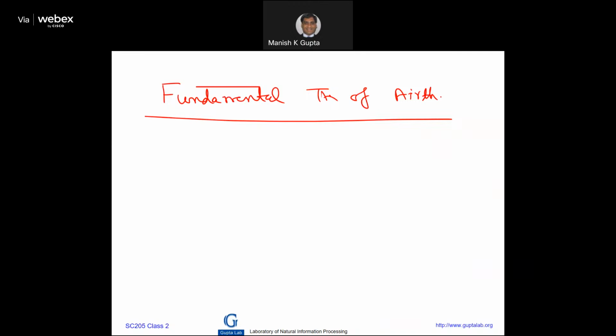One very important result in number theory is that any integer n greater than 1 can be written as a product of prime factors, right? Have you heard of this result? Fundamental theorem of arithmetic. If you take 15, 15 can be written as 3 into 5. 16 is 2 raised to power 4, right? 18 is 2 into 3 square, right? So every integer n greater than 1 can be written as a product of prime factors. This is a very fundamental theorem of arithmetic.